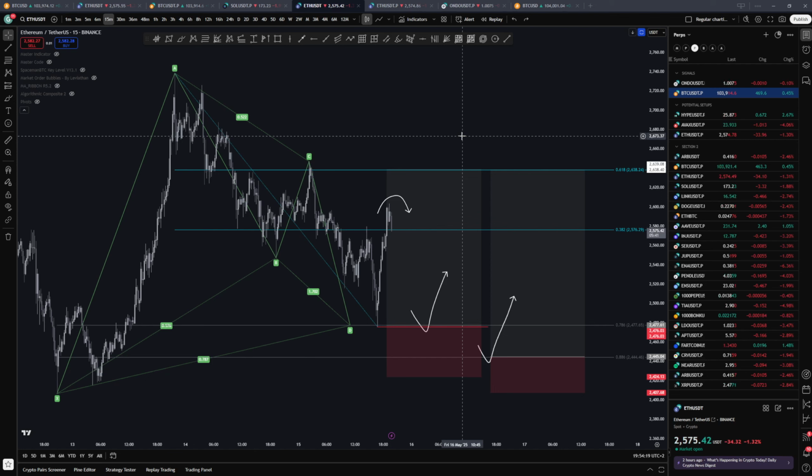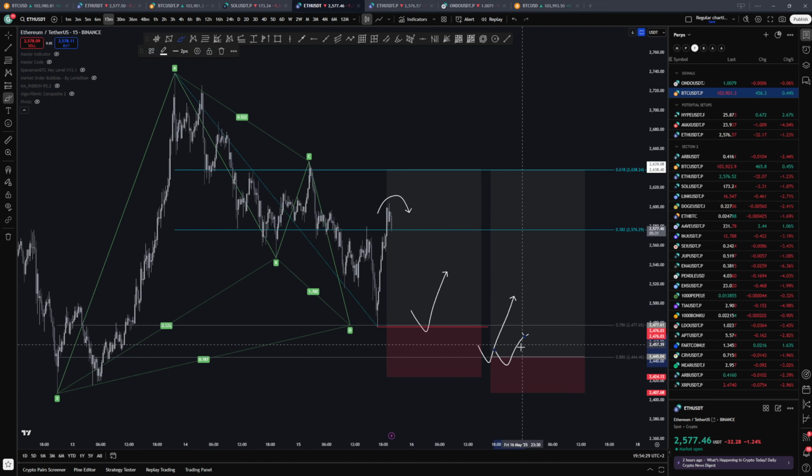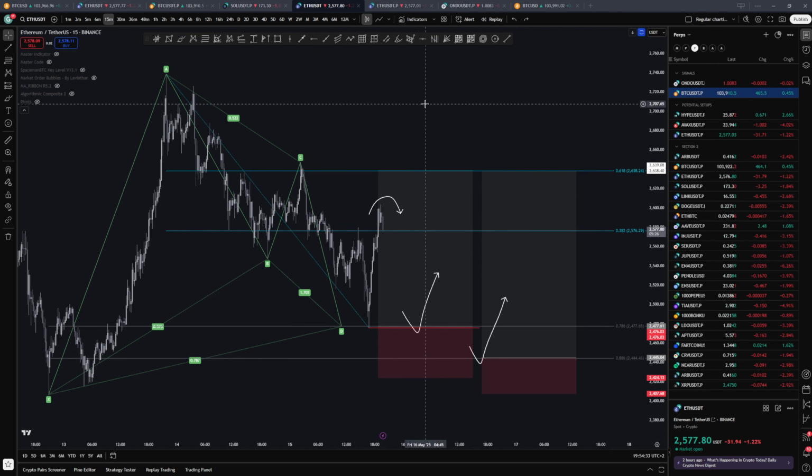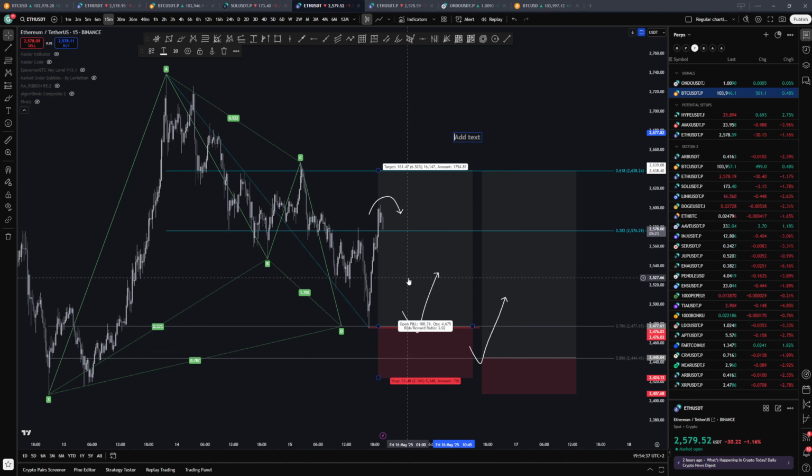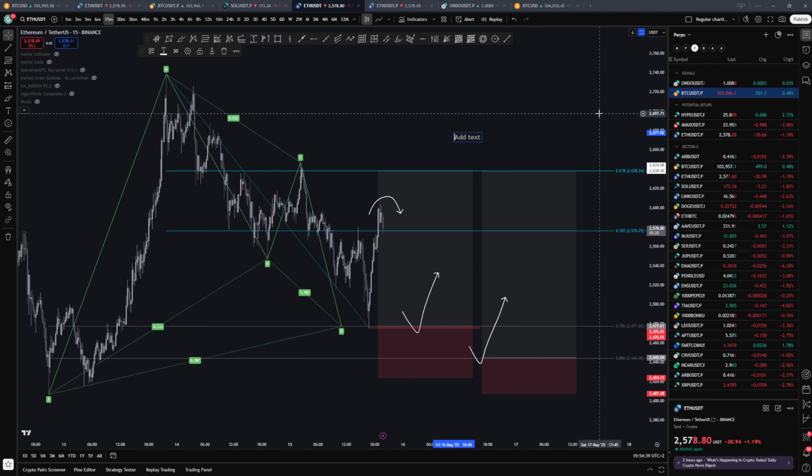In general, this is what I would look for. I would look for a reaction either at this level, at that 786, or at the 886. And if either of these levels reacts, that would be a really good place to look for longs. So for ETH, that's all I would look for. I would not set limits for this because of the time frame, but in general, I do like both of these setups.